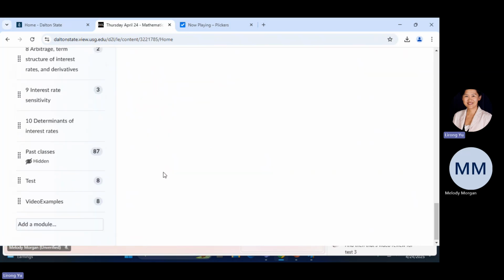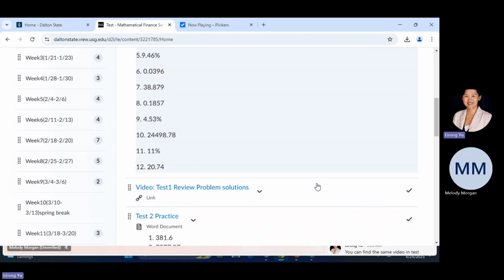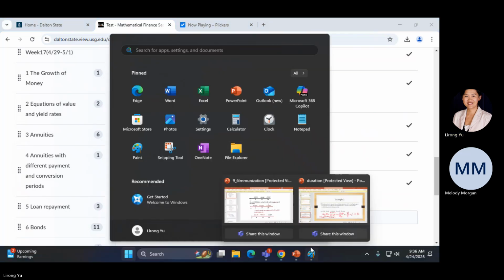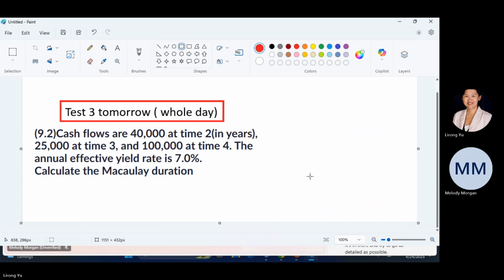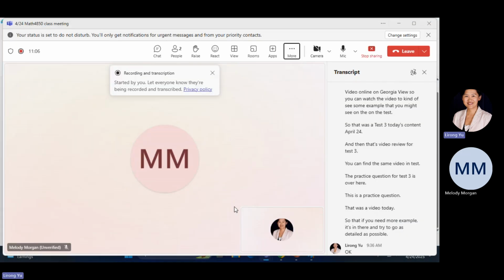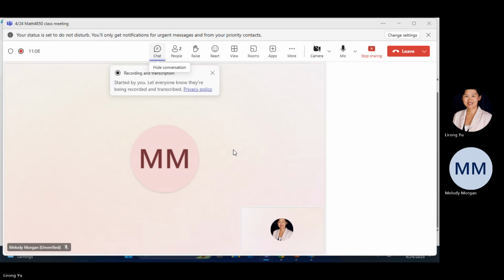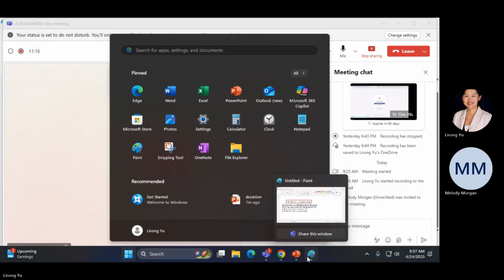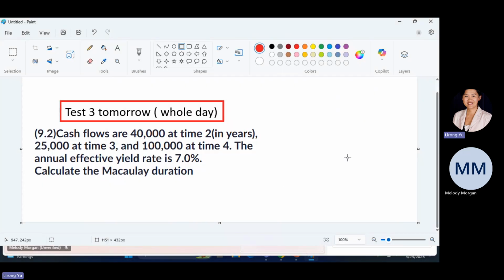You can find the same video in the test. The practice question for test 3 is over here. This is the practice question. That was a video, so if you need more examples, it's in there. I try to go as detailed as possible. Okay. Any question about the test? Let me know if you have any questions or concerns. Let's move on to the attendance question.